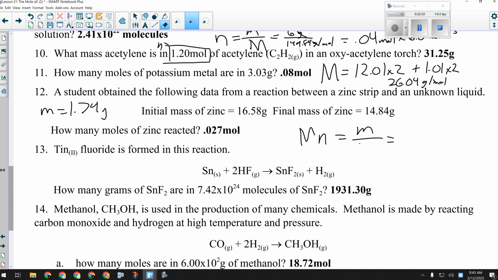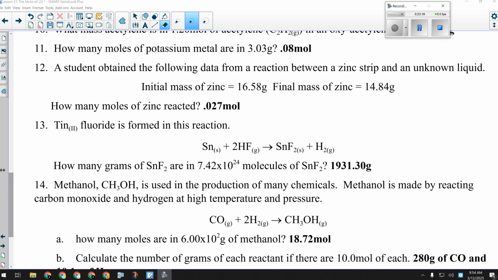That's how much zinc reacted, in grams. I need to know how many moles reacted. So n equals little m over big M. I take that 1.74 and divide it by the molar mass of zinc, 65.41. When I do that, I should get 0.027 moles. Does that make sense? It's a wording trick for sure. Any other ones? How many people are done all the way to 14? Then keep going.